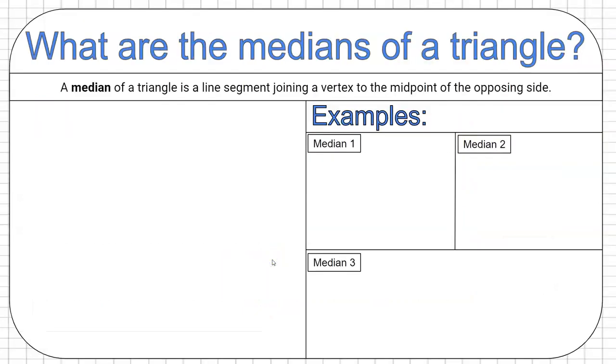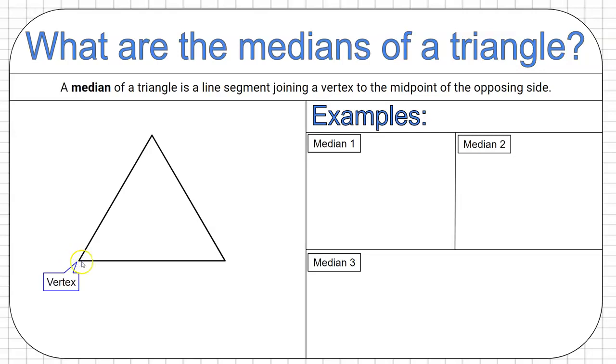So to begin, what are the medians of a triangle? A median of a triangle is a line segment joining a vertex to the midpoint of the opposing side. As you can see, we have a triangle right here, and here is a vertex, which will be joined to the midpoint of this opposing side.